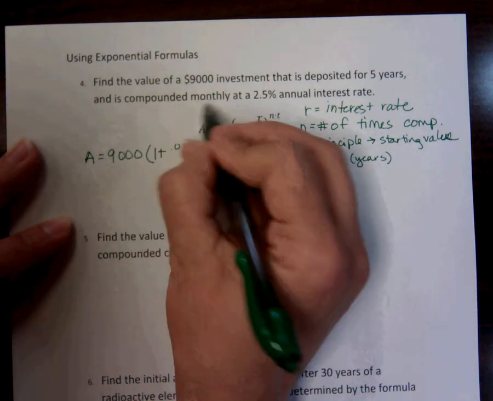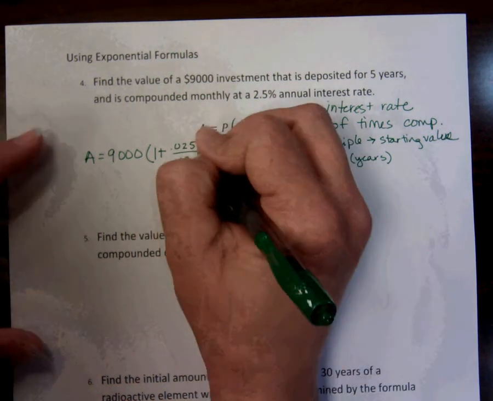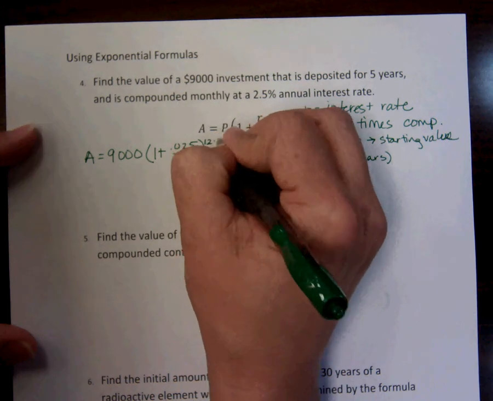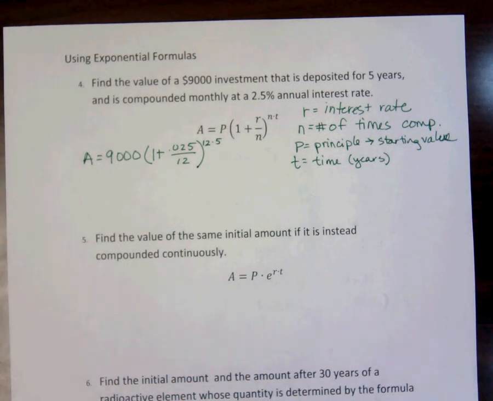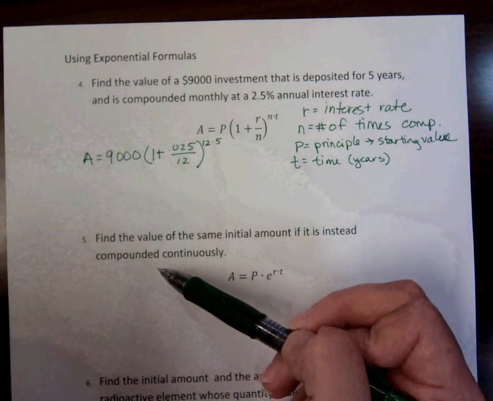If we're going to compound monthly, we divide it by 12. So we're getting 1/12 of that every single month. And we compound interest every single month for 5 years. So I would get interest 60 times if you do it 12 times a year for 5 years. That'd be 60. So that's why your exponent becomes 60.